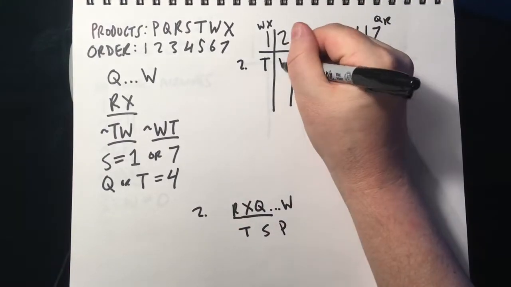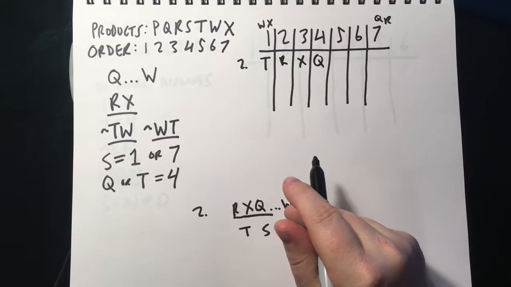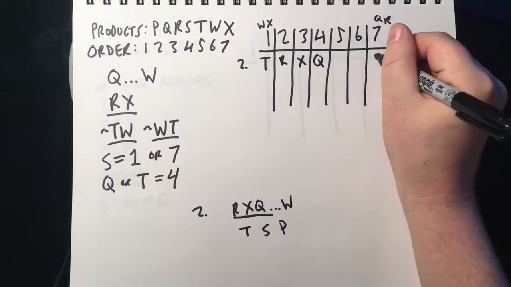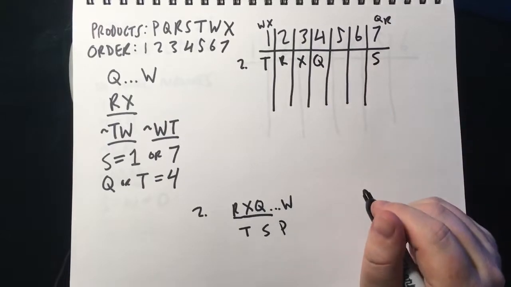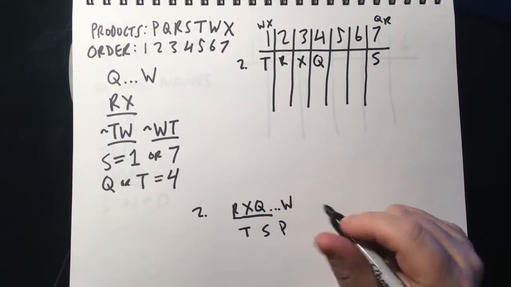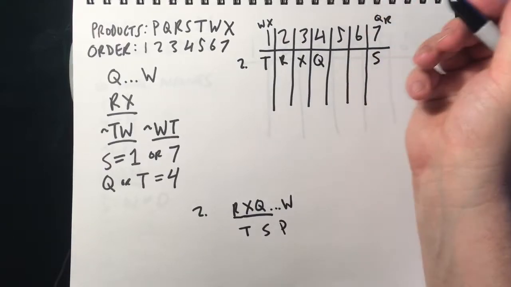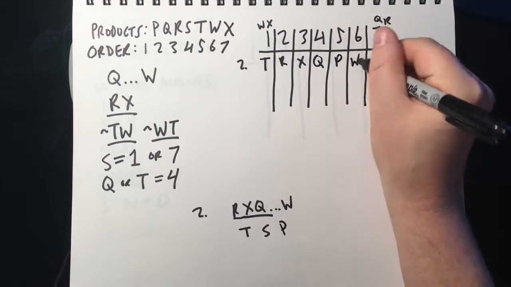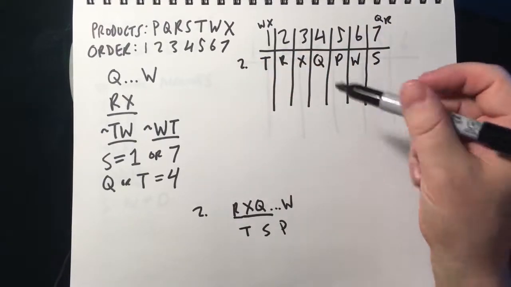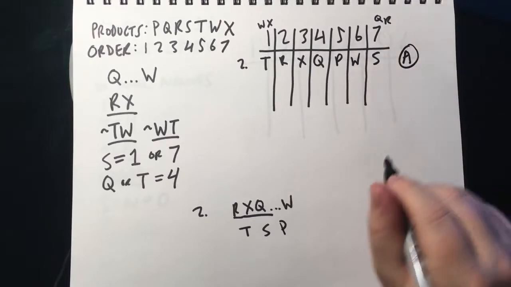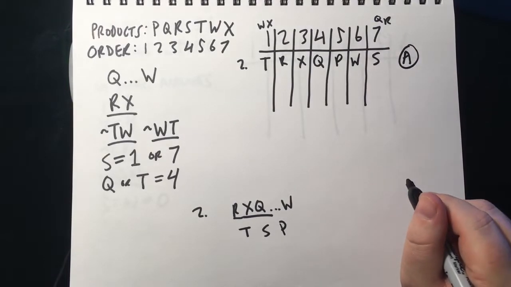I know that I'm going to have an RXQ because that's the new information I was given. I know S is 1 or 7, so now I know S has to go over here. And who's left over to go into the sketch? P and W. Honestly, it doesn't matter where we stick them. W is coming after Q. P, no rules about it. Does this work? Yes, it absolutely works. And it turns out the answer to number 2 is A.